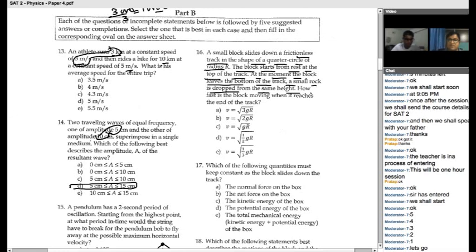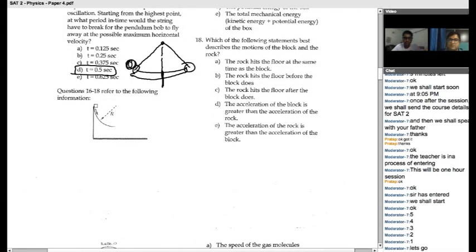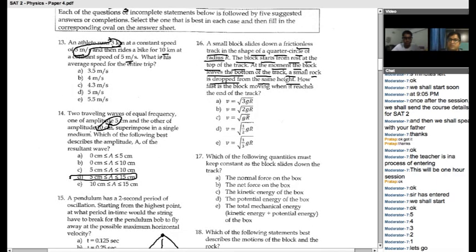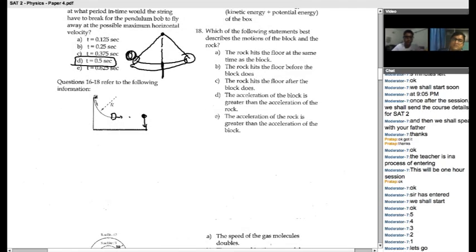So, the block starts from rest at the top of the track. Should we assume that the rock has less mass than the block? No, I think it doesn't matter. So what they are saying is that from this point you have left the stone with the rock. So it does not depend on the rock, right? The rock has nothing to do with mass here, because they are asking what is the velocity of this at this point.